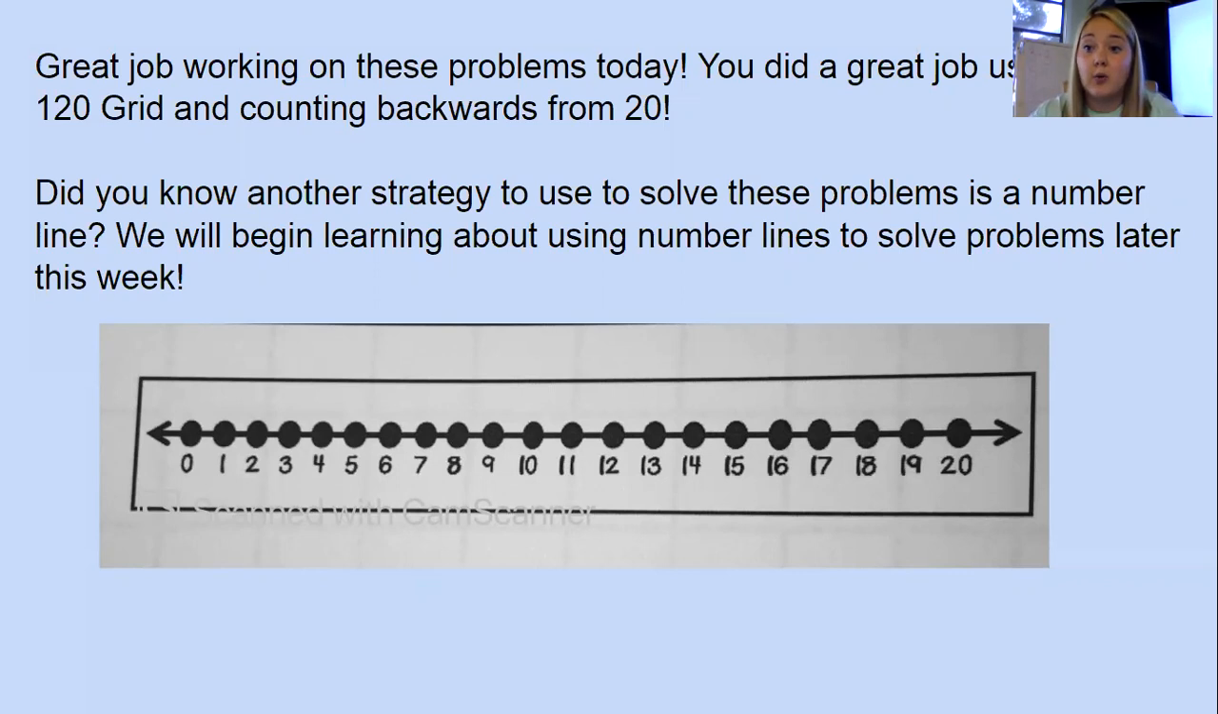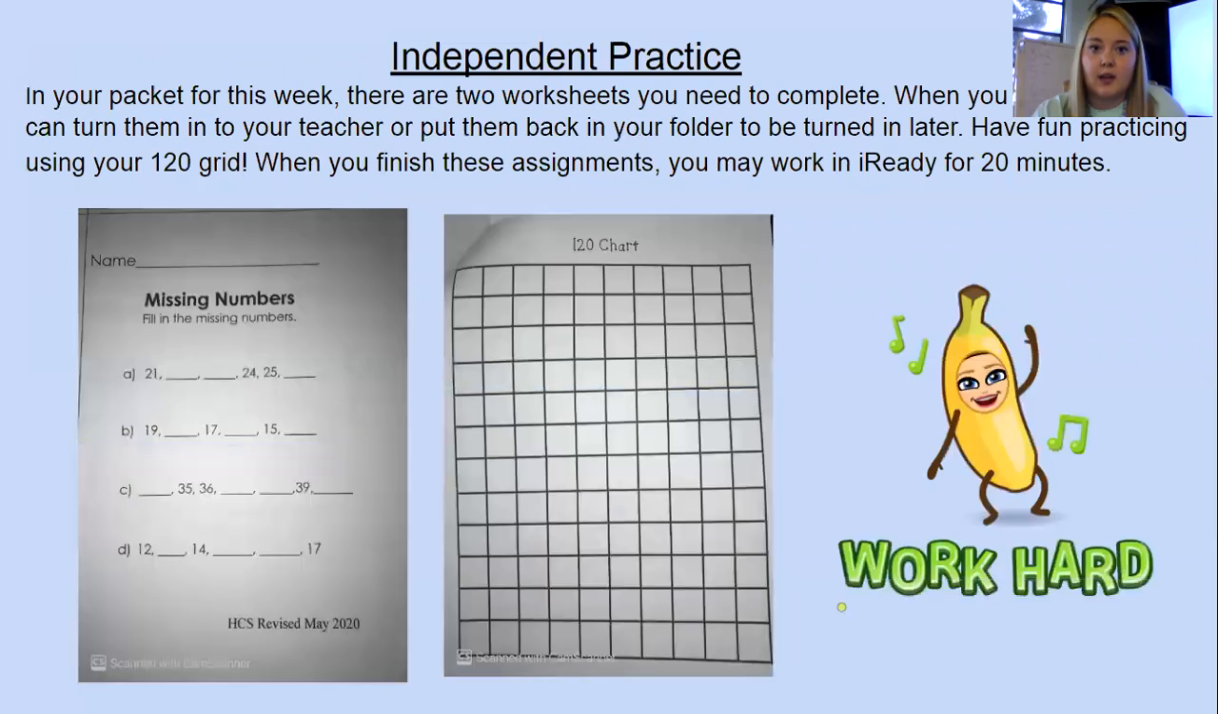But did you know there's another way to count backwards from 20? It's to use a number line. I know you guys have talked about number lines some, but we're going to talk about number lines more later in the week with Miss Carter and learn how to use a number line to solve problems like we've done today. So get excited for that because that's going to be great.